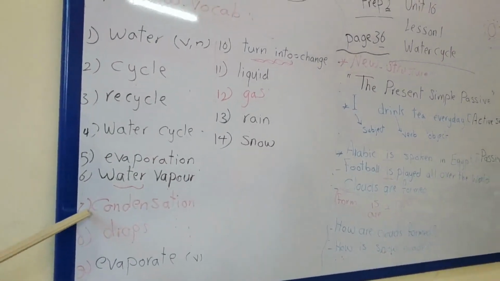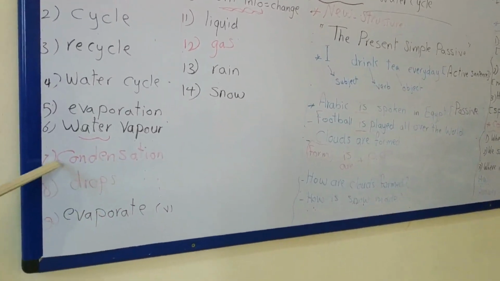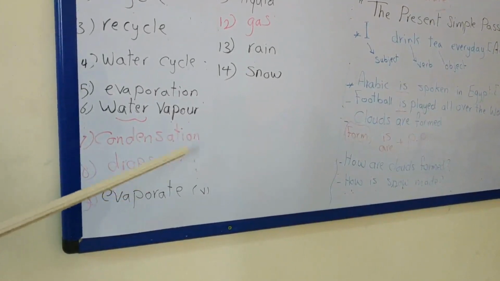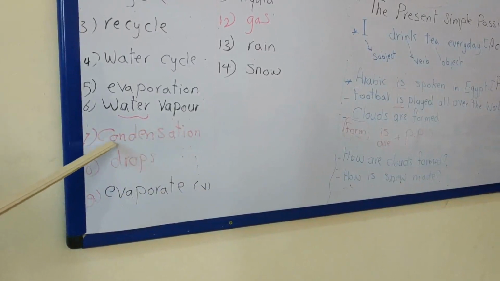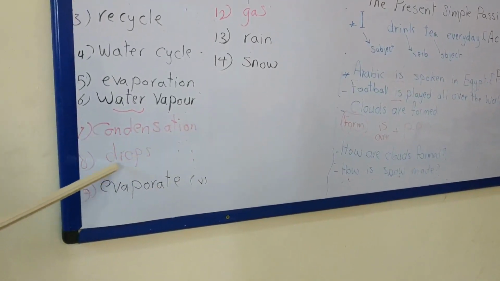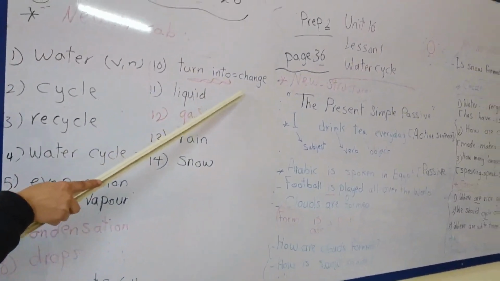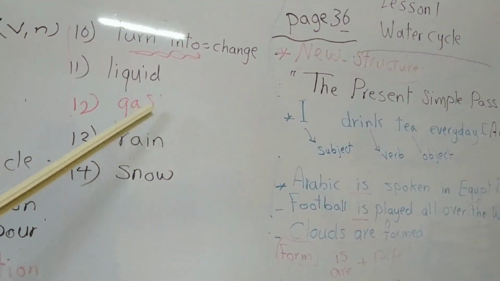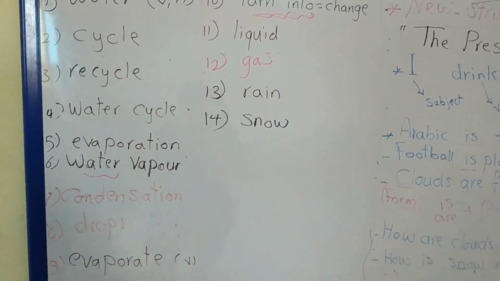There is another process, condensation. In the morning, we see drops of water on the car, on the window. This is called condensation. Do you know the meaning of drops? Yes, drops. Water turns into, changes into liquid. Water is liquid. Gas, water vapor. Rain, snow.